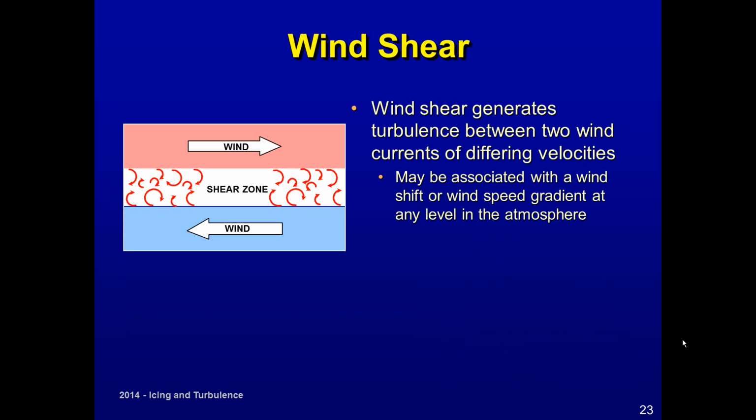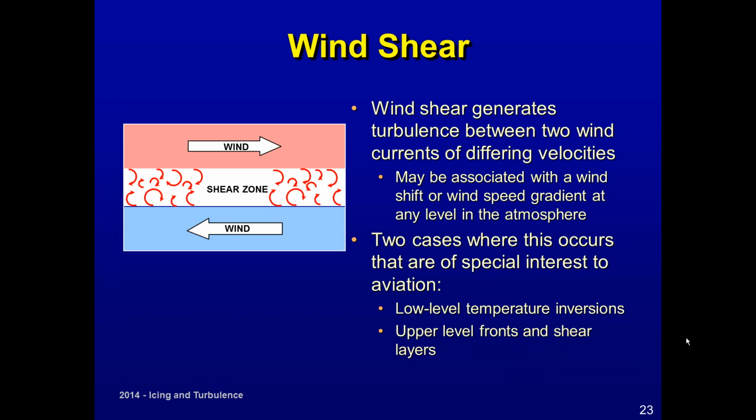Last spring, we discussed the hazard of wind shear close to the ground, but abrupt changes in wind velocity can occur at any level in the atmosphere. Two adjacent wind currents at different velocities can generate turbulence. And there are two cases where this occurs that are of special interest to aviation: in low-level temperature inversions or in upper-level fronts and shear layers.